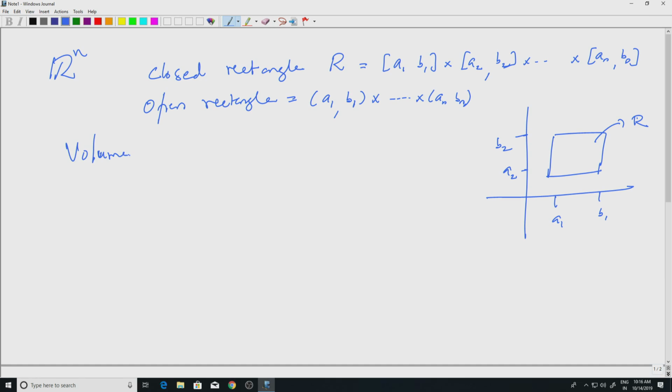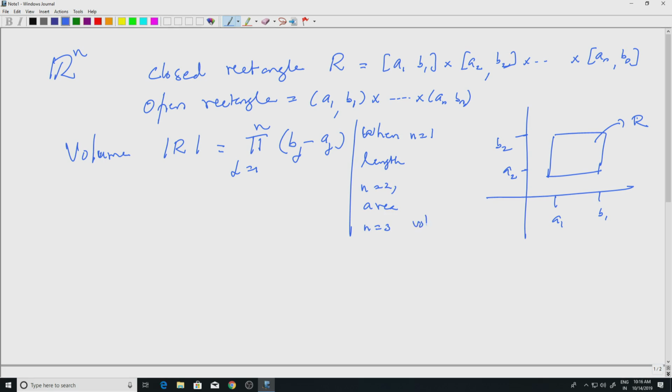So, this is what we did in the last class. Volume of R is denoted by modulus of R. This is the product of the lengths of the sides of the rectangle, j equal to 1 to n. So, in dimension 1, when n equal to 1, this is the length. When n equal to 2, this is the area, and when n equal to 3, we have the usual volume. So, that is what we call volume of the rectangle, and we looked at some elementary properties.